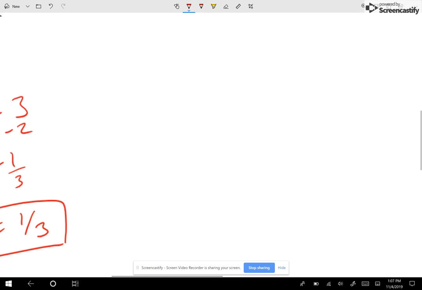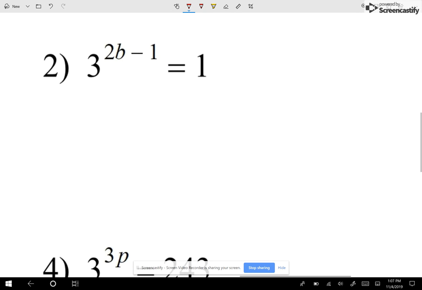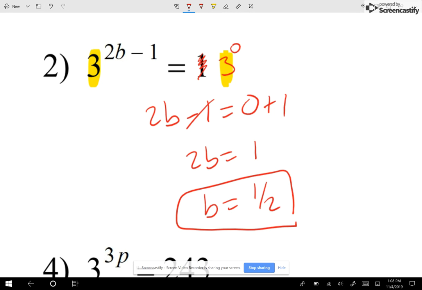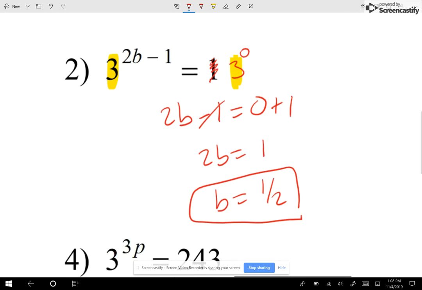Let's take a look at question number 2. I need to have each number written at the same base. So the number 1, let me rewrite this as 3 to the 0. We know 3 to the 0 is 1. So I just need them to have the same base. I can see that the base is 3 on both sides. So now I'm going to let the exponents equal each other. 2b minus 1 is equal to 0. Let me add 1 to each side. So I get that 2b is equal to 1. Let me divide both sides by 2. So b in this case is equal to 1/2.